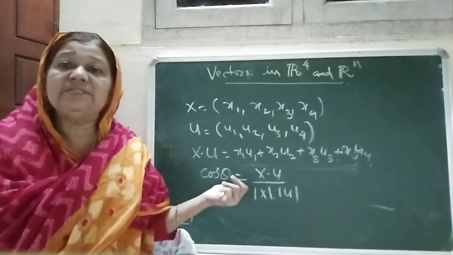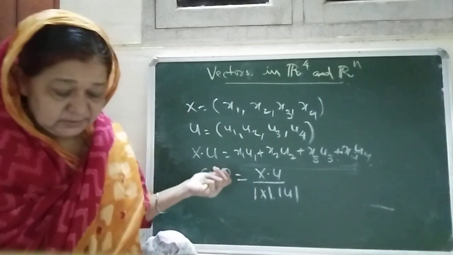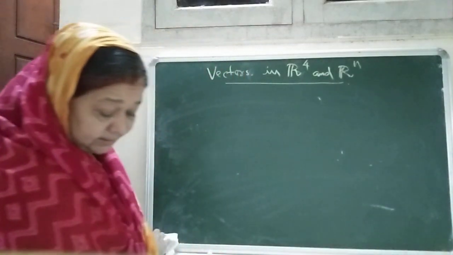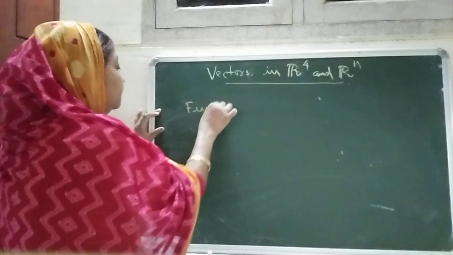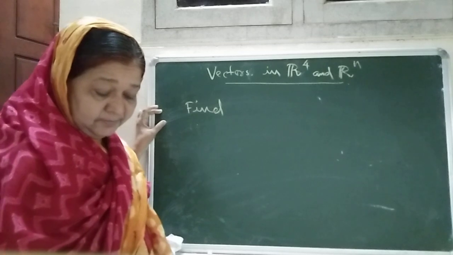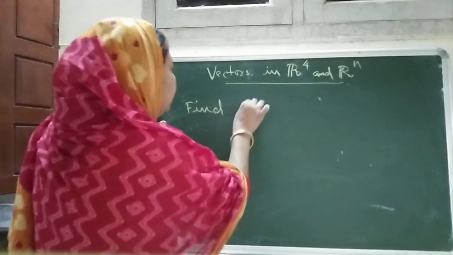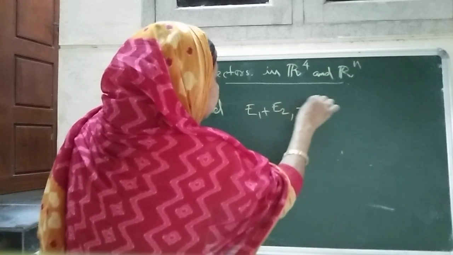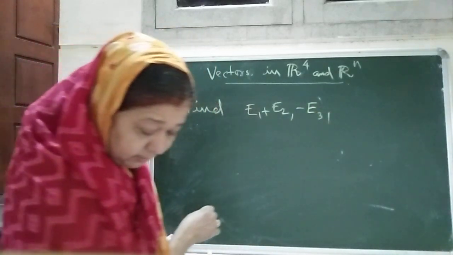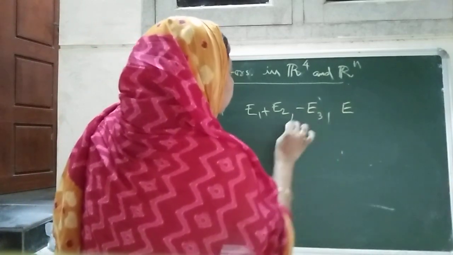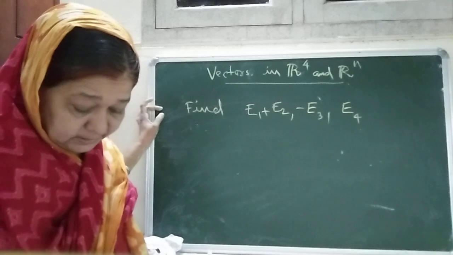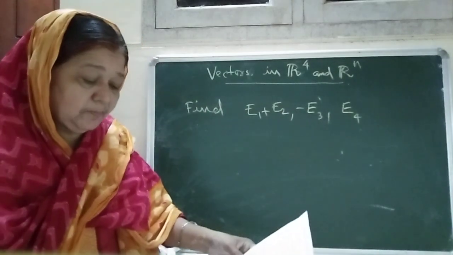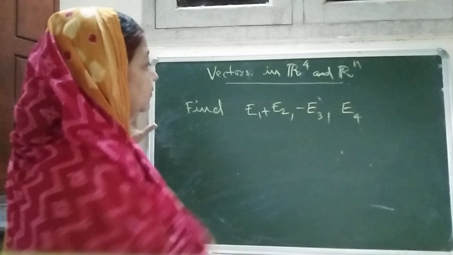Then we define hyperplane. A hyperplane is a set of vectors which is orthogonal to the given vector. So, find the hyperplane which is orthogonal to E1 plus E2 minus E3 minus E4.